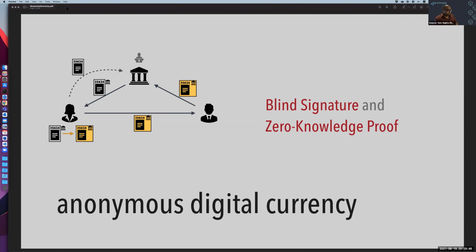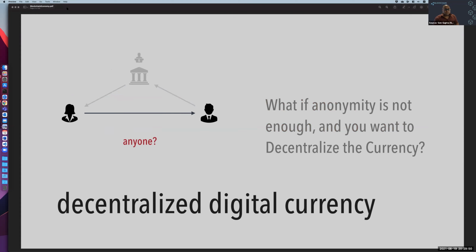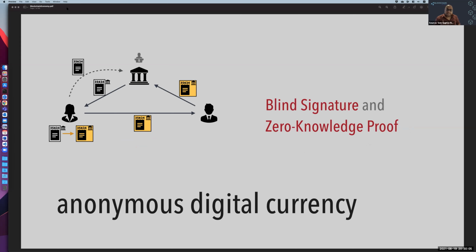Well, so what are we doing here? So the goal for Bitcoin is rather decentralized digital currency. If anonymity comes with it, fine, we won't mind that. But anonymity is not the main goal. The main goal is decentralization. If you look at this anonymity, there is still a centralized authority in play. The bank is still there.